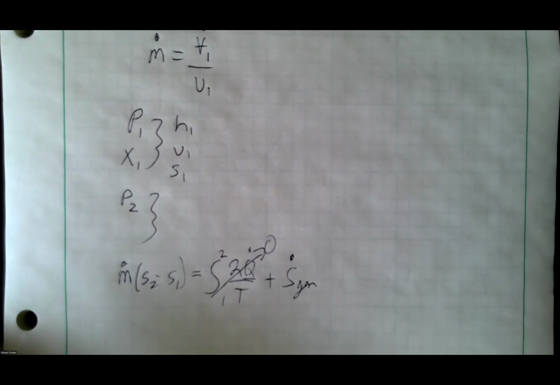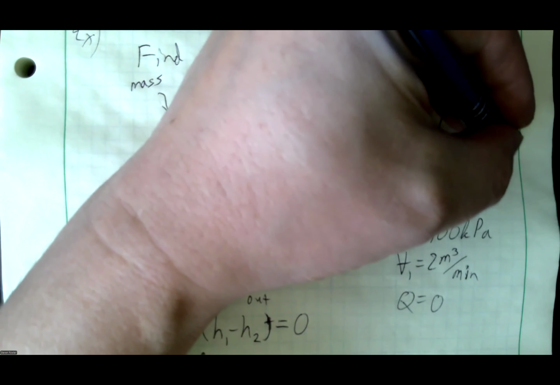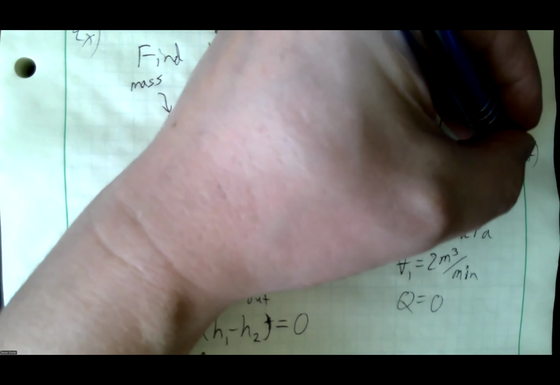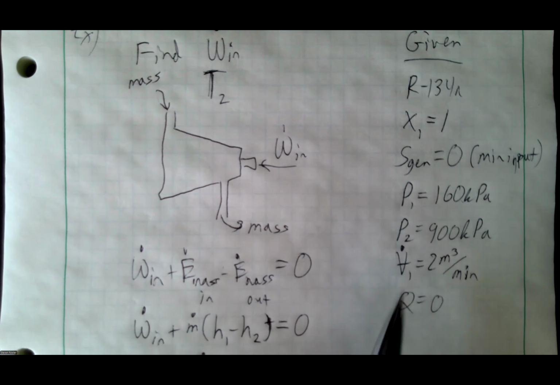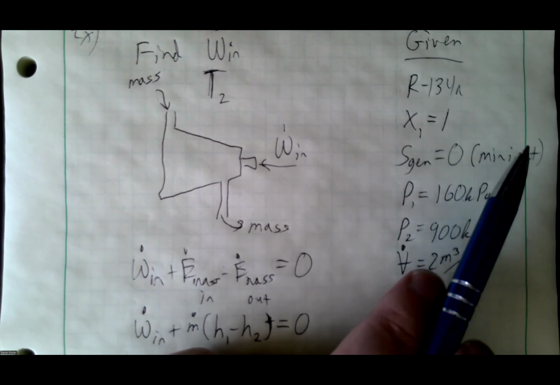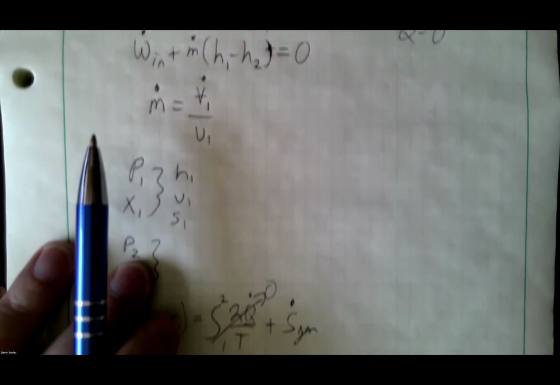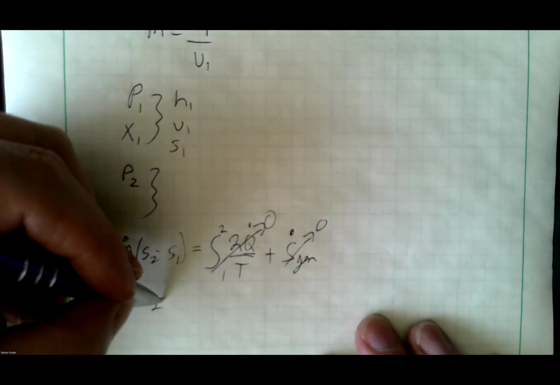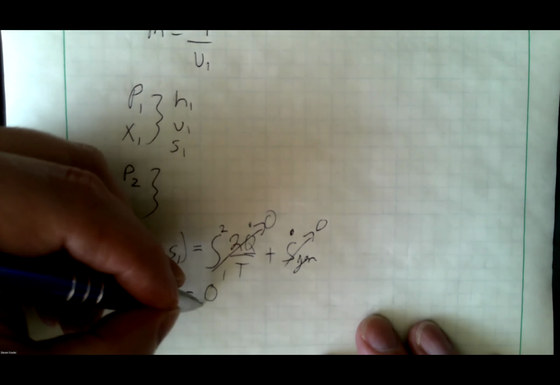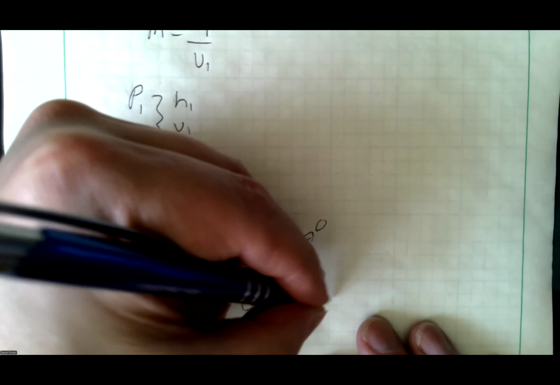And do I know anything about the entropy that's being generated? Well, yeah, they told me that I wanted to find the minimum input for this compressor. A compressor requires a work input to increase the pressure and increase the energy of the fluid stream. The best possible compressor is the one that requires the least amount of work to do so. That means it's a reversible compressor, so S gen is 0. That means S2 minus S1 is equal to 0 divided by m dot, which is still just 0, or S2 equals S1.